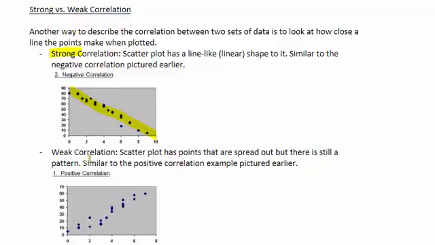A weak correlation is a scatter plot that has points that are spread out, but there is still a pattern, similar to the positive correlation in the example pictured earlier. So here you can see that there's definitely a pattern. They're all increasing, but the points are more spread out than they are in a strong correlation.